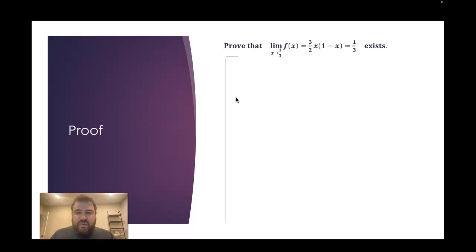All right, we're going to prove that the limit as x approaches 1/3 of 3/2x times 1 minus x equals 1/3. We're going to start by saying that epsilon is greater than 0. That's how we start all of these proofs. And we're going to choose our delta as the smaller value of either 1/2 or 4 epsilon. We already said we're going to be working with 4 epsilon. And we are going to assume that 0 is less than the absolute value of x minus 1/3, which is less than delta.